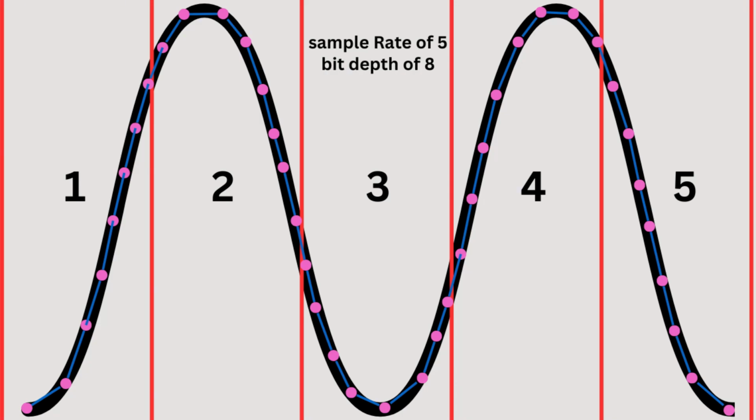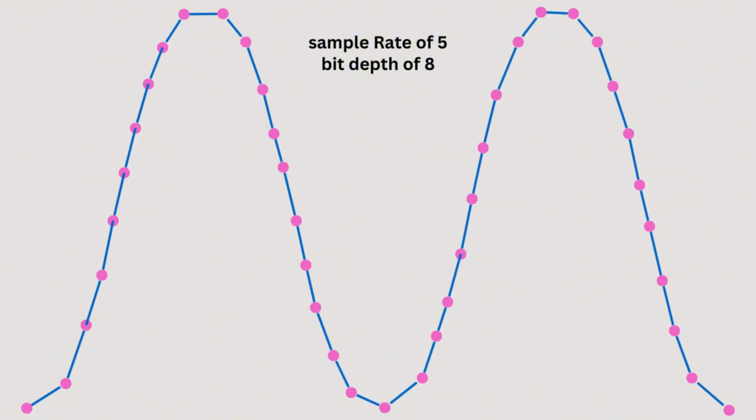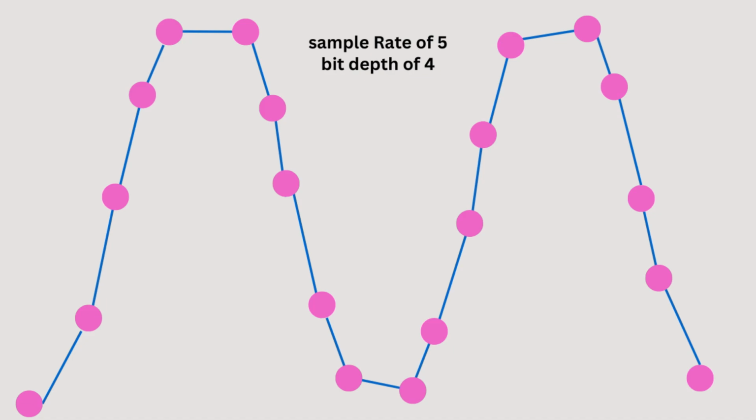And if we remove the audio signal from behind it, you can see that it's a lot smoother than the previous bit depth of 4, even though we still have the same sample rate. So those are small numbers. Our bit depth is measured in 16, 24, and 32 bits. You can think of bit depth as the resolution of the picture or sample.